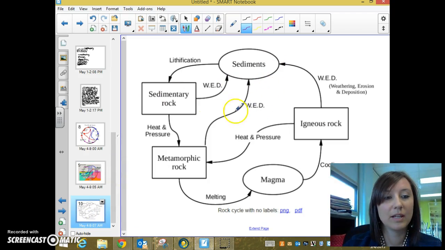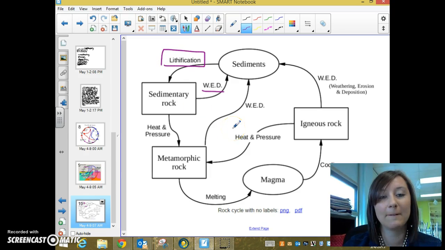Another example too here, we'll see weathering, erosion, and deposition. Sometimes they leave off different steps. So you see lithification again, that layering. So that would be the compaction, the cementation again. But you can see over here, they started igneous rock over here instead of up at the top. So it's all about being very careful when you're reading the diagrams and using it to help you answer your questions.